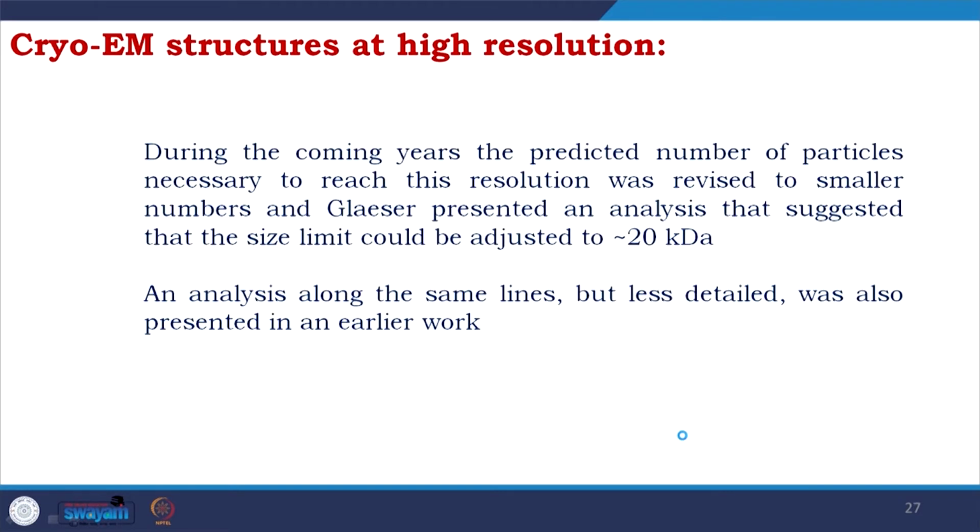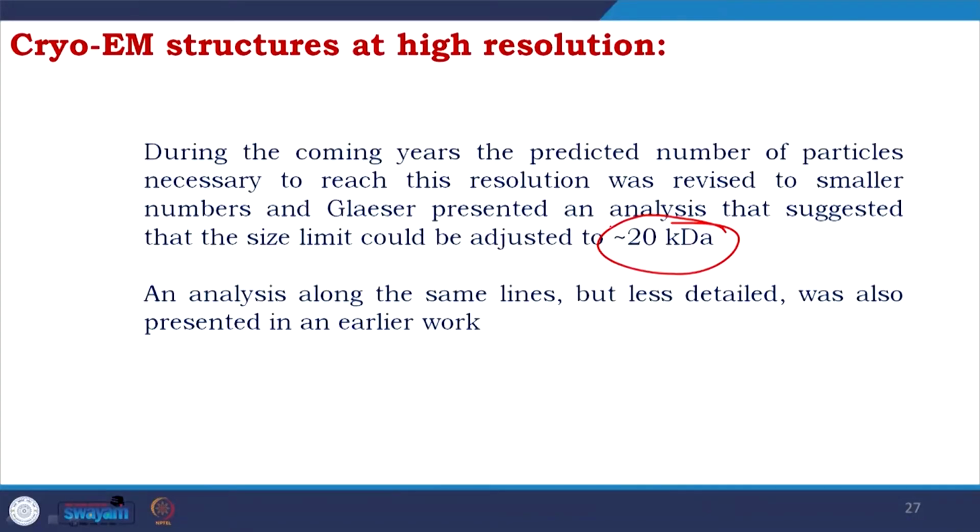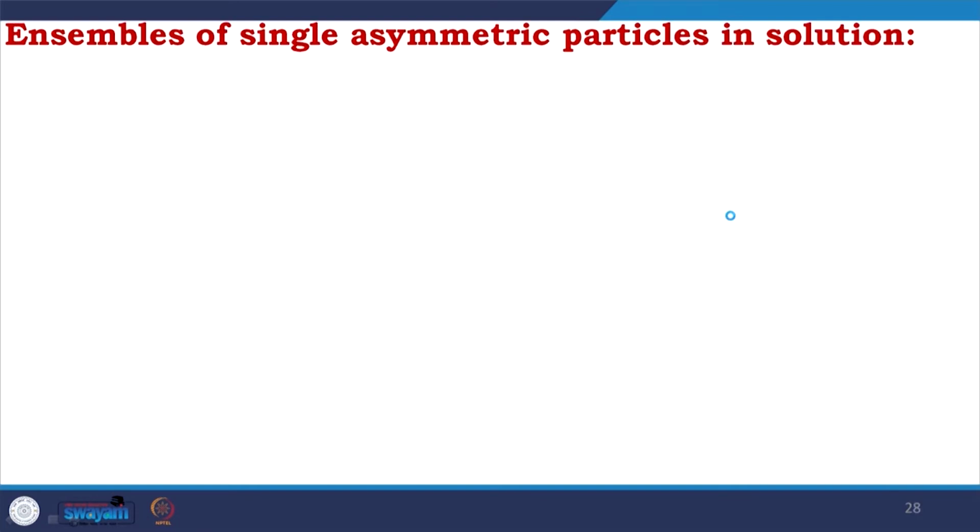So, during the coming years, the predicted number of particles necessary to reach this resolution was revised to a smaller number, and Glaeser presented an analysis that suggested that the size limit could be adjusted to 20 kilodalton. If this is possible, cryo-electron microscopy will again be prospering, getting more coverage in drug designing and all these things, and analysis along the same line, but with less detail, was also presented in an earlier work, giving the possibility of lower molecular weight protein structure determination.